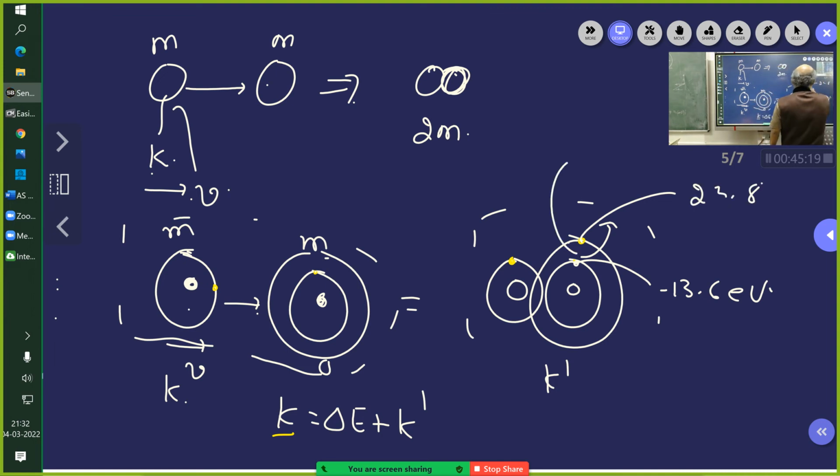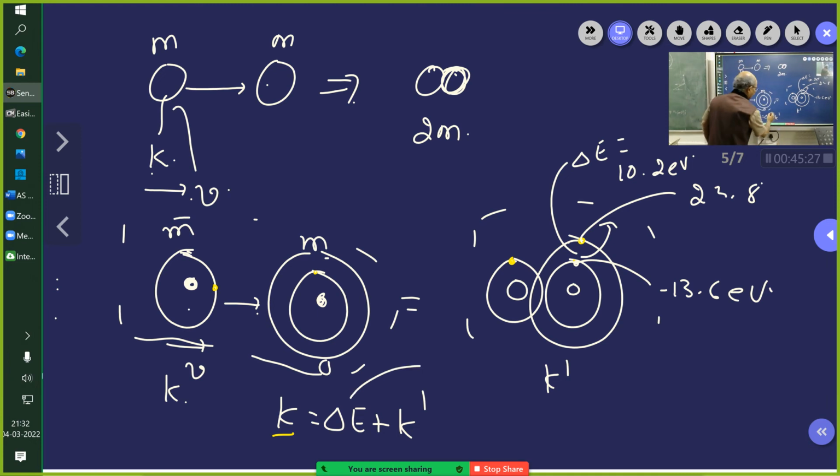So, what is the difference here? Delta E? 10.2. Excellent, 10.2 electron volts. So that means now in this formulation, this is going to be 10.2. Okay, and we don't know what is K dash, but we have to find out what is K. Did you get the formula, students?